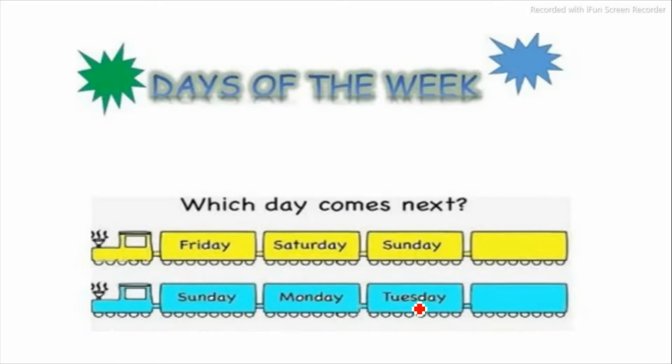Okay, and then the second train in blue, it has Sunday, Monday, Tuesday, and what comes after Tuesday? It is Wednesday. Okay, and then quickly, what comes after Wednesday? Thursday, and what comes after Thursday? It is Friday. Okay, and after Friday is Saturday, and after Saturday is Sunday.